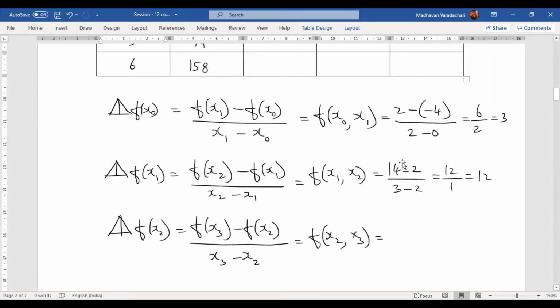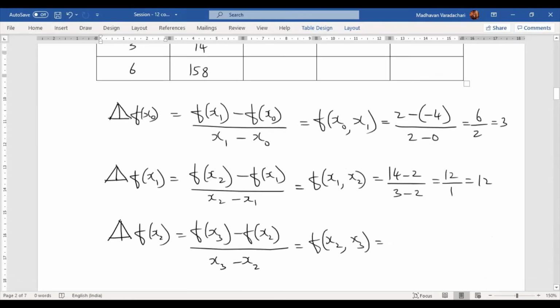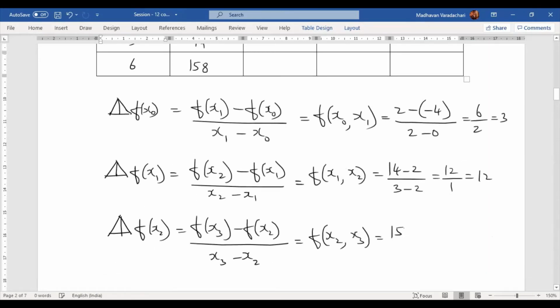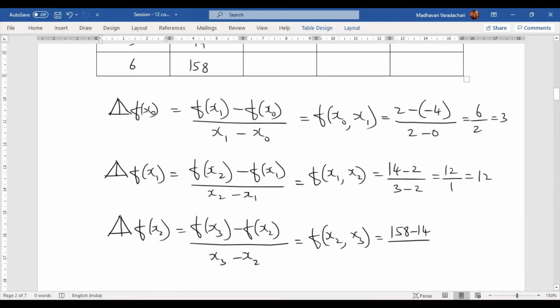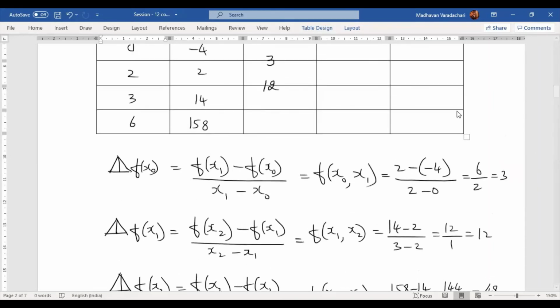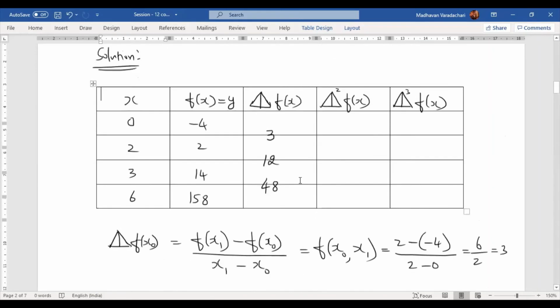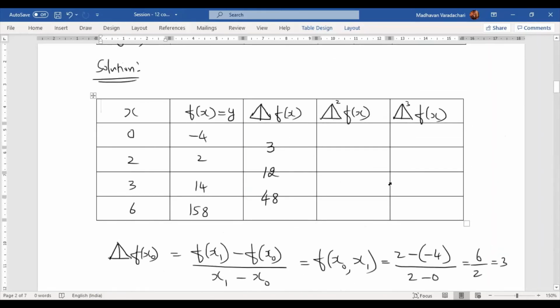So what is that? It is 158 minus 14 divided by the corresponding x values, 6 minus 3. So the numerator is 144, the denominator is 3. If we evaluate that, we get 48. So I can write here in between 48. Now we have the first order divided differences.